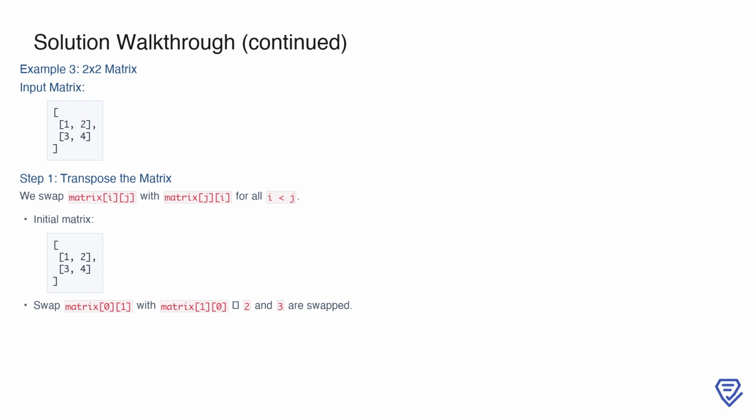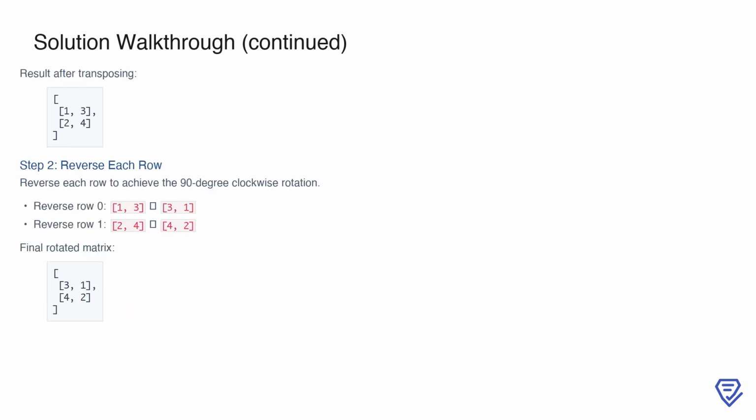Here's a smaller example with a 2x2 matrix to further simplify the process. The initial matrix is provided, and the first step is to transpose it. Since this is a 2x2 matrix, there's only one swap needed. Matrix[0][1] and matrix[1][0] are exchanged, which swaps 2 with 3. At this point, the matrix is transposed.